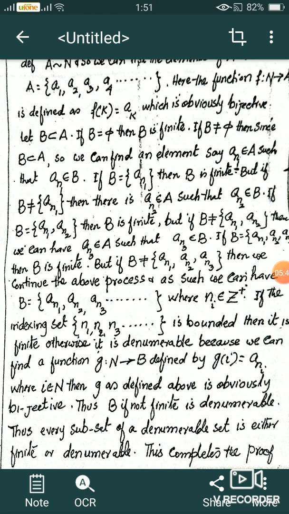Thus B, which is not finite, is denumerable. Thus every subset of a denumerable set is either finite or denumerable. That is our required theorem proved.